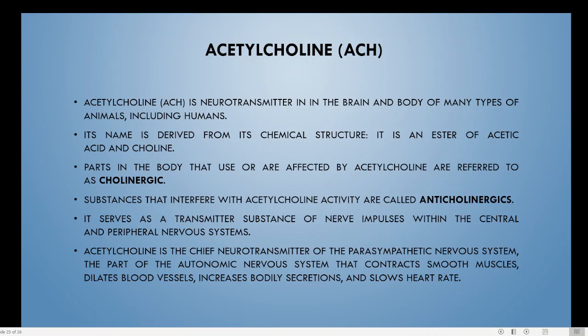In this case, acetic acid is there and choline is there. These two molecules combine together to form a molecule known as acetylcholine. The parts in the body that use or are affected by acetylcholine are known as cholinergic. When acetylcholine is released, mainly from your brain, it influences certain regions of your body. Those regions are known as cholinergic because they are controlled or regulated by the release of acetylcholine.